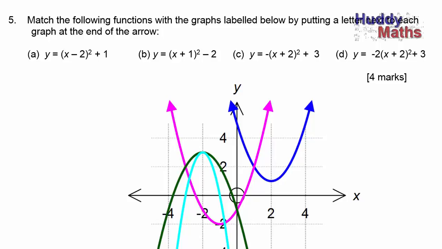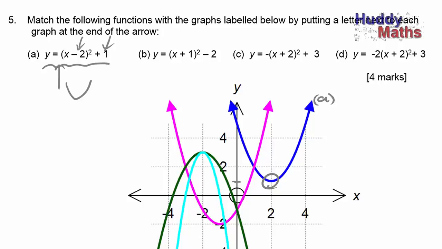So let's see if we can find this one. First of all, it's positive here, so it's concave up, and we notice its vertex is 2, 1. So 2, 1 we want to find. There's 1, and that's it. 2, 1, and it's concave up, so this is A.